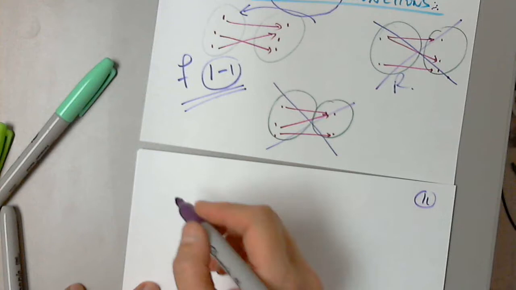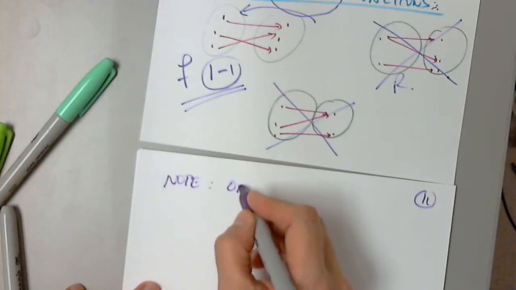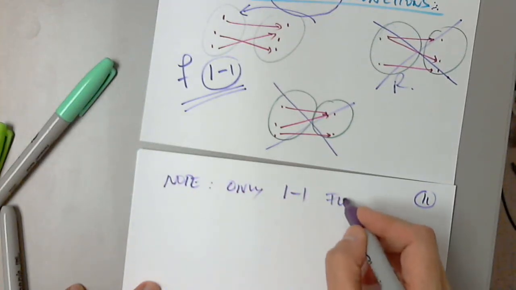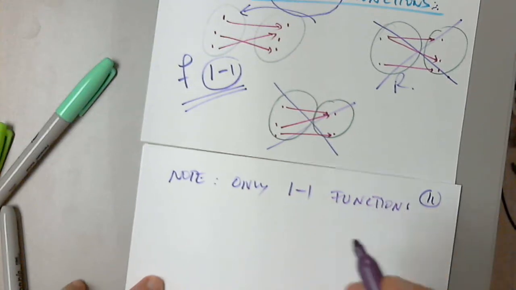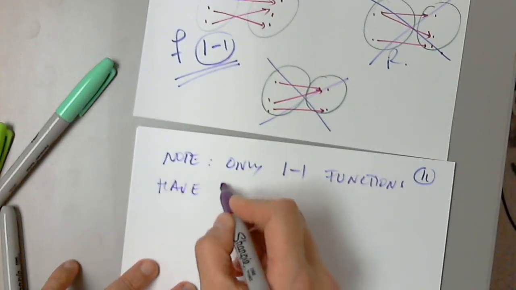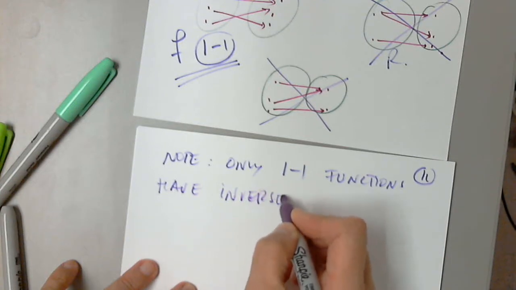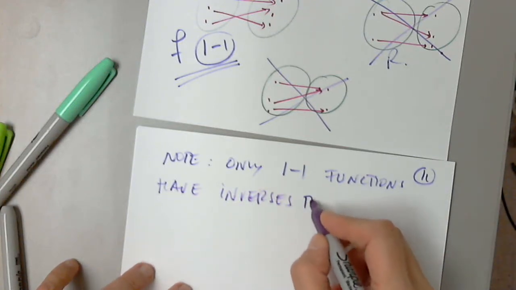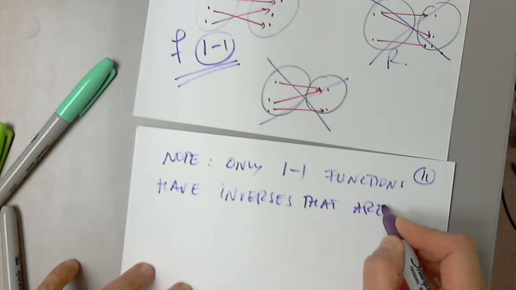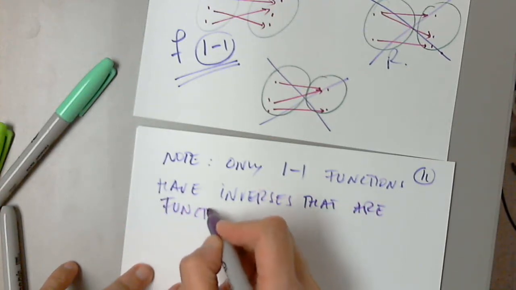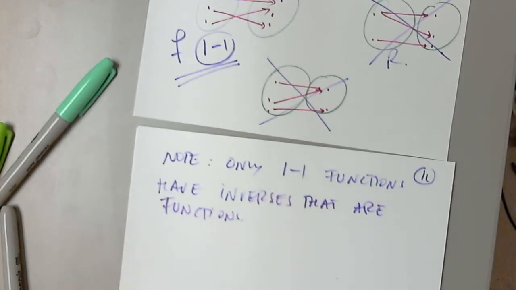So that's our first note. Only one-to-one functions have inverses that are also functions. So in short, we like to say only one-to-one functions have inverses. But all of them have inverses, but not necessarily functions. Okay.